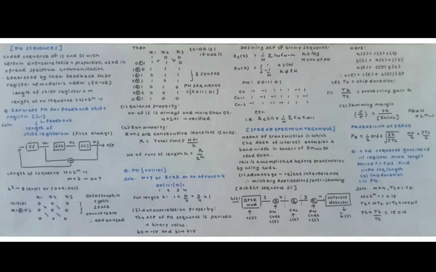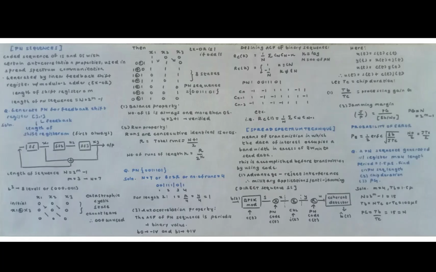Now, PN sequences have a few properties. The first is the balance property. The number of ones is always one more than the number of zeros in the sequence. If you notice the sequence, we have 4 ones and 3 zeros, and therefore we can verify the balance property. The run property: a run is a consecutive set of identical bits, ones or zeros.